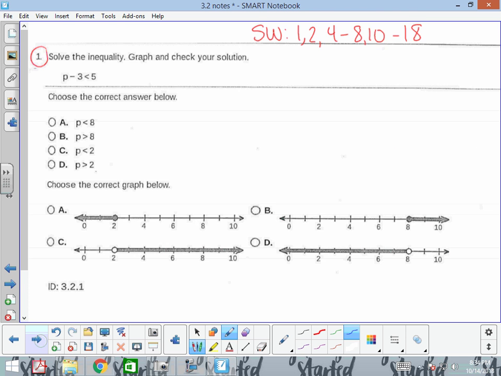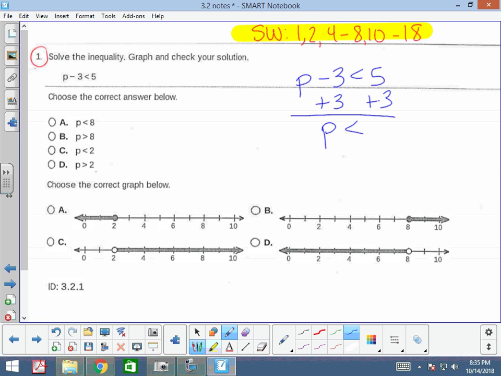So let's go ahead and get started on some examples. Make sure that you show your work on these particular problems when you do the homework. So these are, like I said, very similar to what we did when we were solving equations. You're going to show your work. You're going to write the inequality. Solve it by adding 3 to both sides, just like you would in a regular equation.